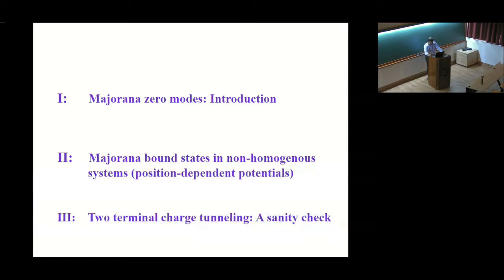Those of you who are aware of the experiments know that there are a fair number of gates, back gates, that are used in these experiments. So they could very easily create position-dependent potentials. So we'll look into that, and we'll see what kind of complications they might bring in. And then I'll talk about the two-terminal charge tunneling, which we are going to propose in a few more days as a sanity check for Majorana zero modes. By that I mean whether or not the zero bias peaks that people are observing are really due to Majorana zero modes or some other spurious zero energy states.